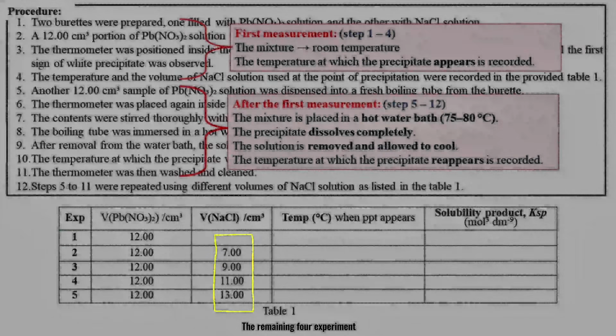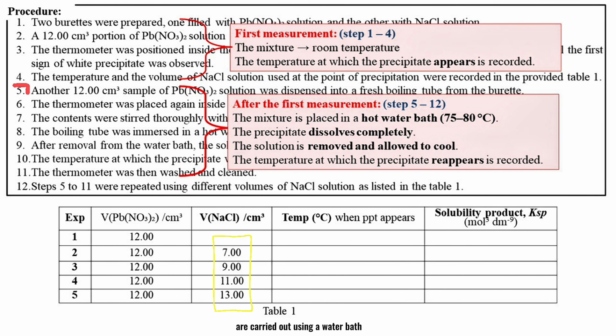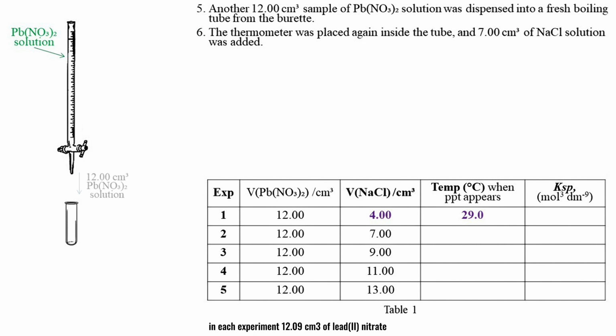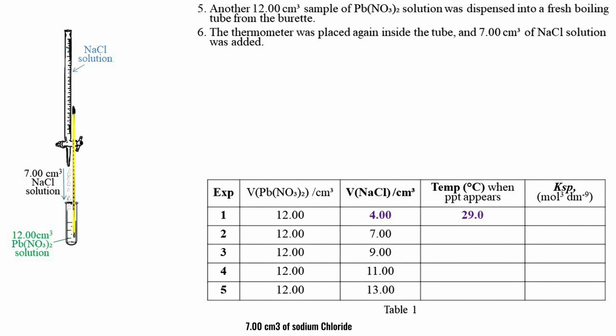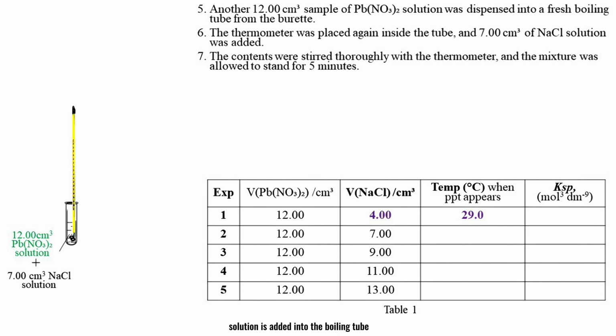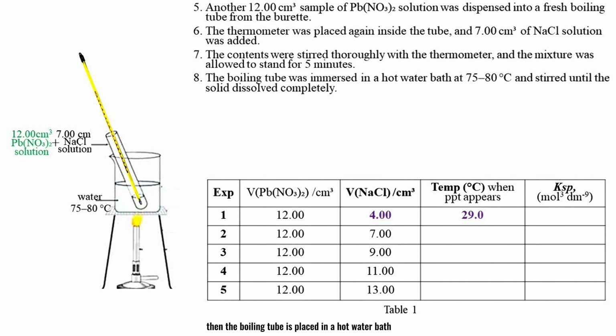The remaining 4 experiments are carried out using a water bath. In each experiment, 12 cubic centimeter of lead-2 nitrate solution is used and a thermometer is placed in the boiling tube to monitor the temperature. Referring to table 1, 7 cubic centimeter of sodium chloride solution is added into the boiling tube. Stir the mixture and allow it to stand for 5 minutes. Then the boiling tube is placed in the hot water bath. The mixture is stirred continuously until all the solid dissolves completely.